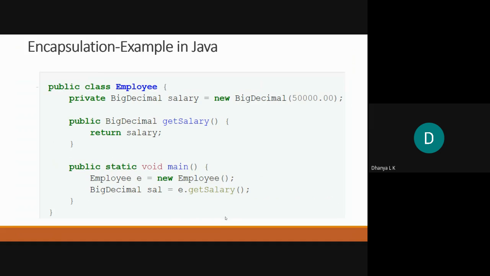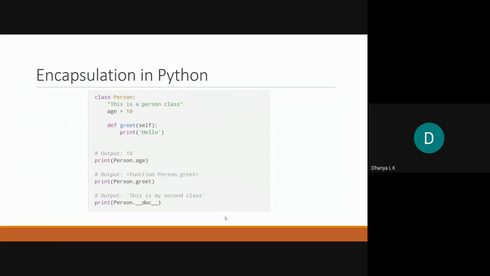And here you can see the example in Java. Here also we have a class Employee, and inside the class there is a private variable, and you can see the function getSalary also. So the variable and the function, both of them are included within the class. So this is also an example of encapsulation.